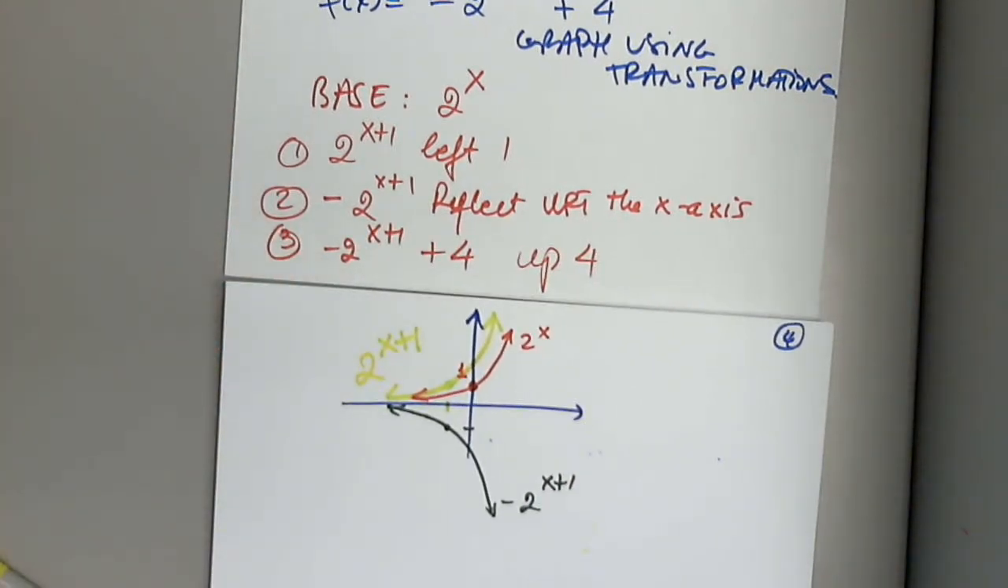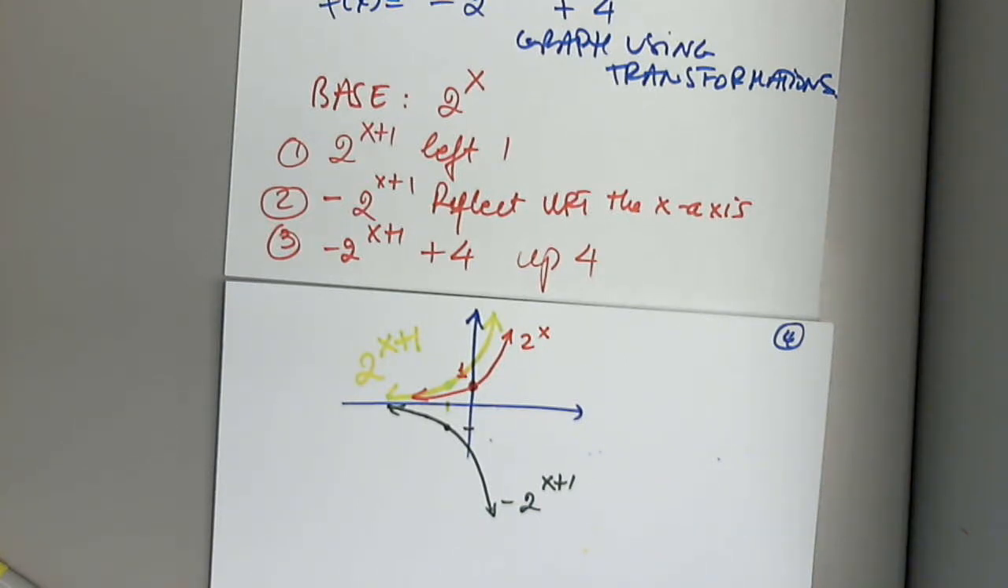Final step. You already told me what to do, but please repeat. What do I have to do with this green graph? Up 4. Correct? Now let's identify the horizontal asymptote here. What is it? For these 3 graphs, there is a horizontal asymptote. Where is it? 0. Good.